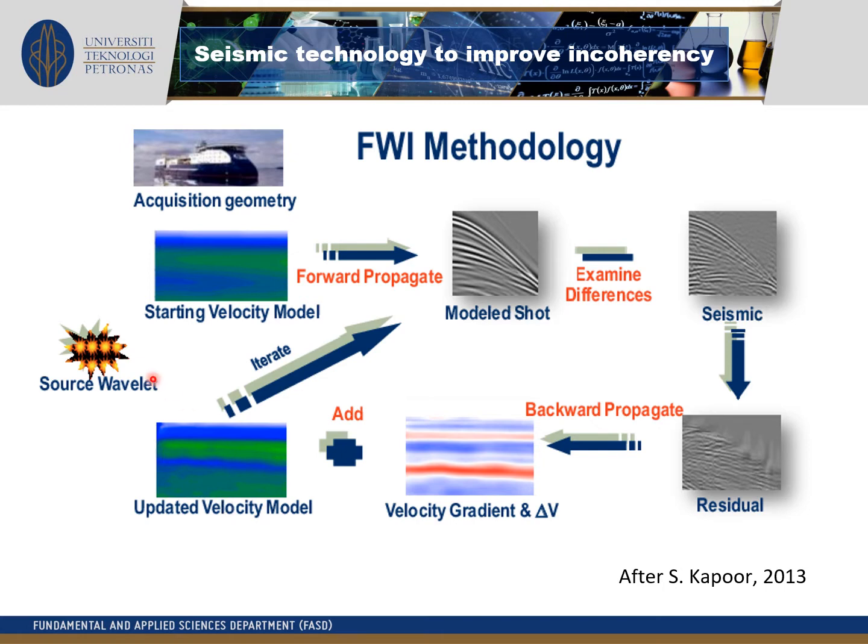First, we have the source wavelet, we have the starting velocity model, and these are the acquisition geometries. Once we forward propagate, we can get the modeled shot, and we can examine the differences with the seismic before we get the residual. After that we have to backward propagate in order for us to get the velocity gradient, and this will be added to the updated velocity model. And then again, we have the continuous iterations going on and on, as I've explained just now.